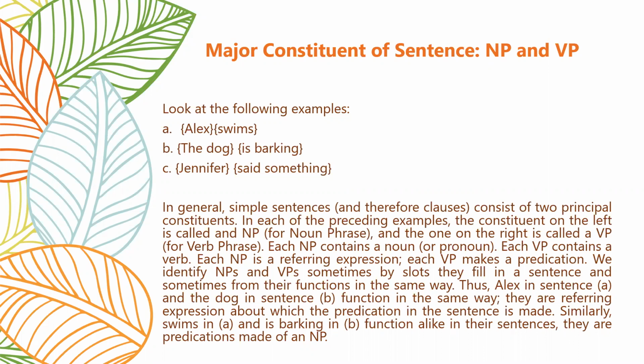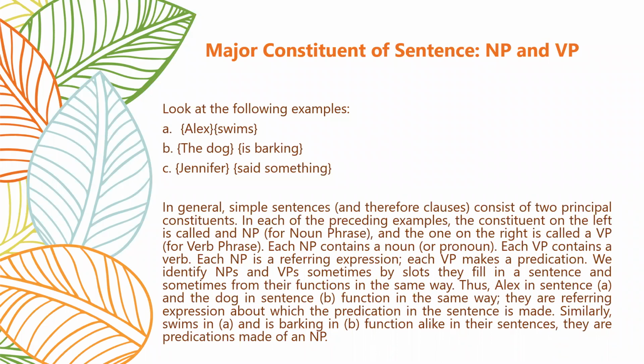Barking. So the dog is a noun phrase, is barking, that is a verb phrase. Jennifer said something. So you see Jennifer is an NP, that means N, noun, and said something, that is the verb phrase. That means said is the verb, and something, you can see it can be used as a pronoun.